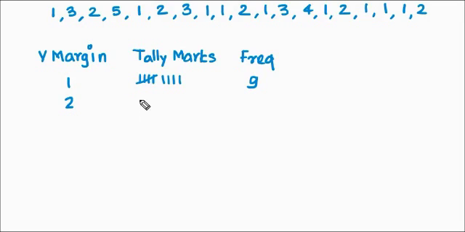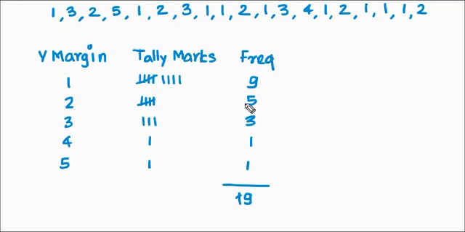Victory margin of 2: 5. Victory margin of 3: it is 3. 4 is 1. And 5 also is 1. So let's now see whether we are taking all the data. Let's add this up. So 15 plus 14, 19. So there are total 19 data values. Let's see whether there are 19 data values. So we have 19 values, and that's correct.